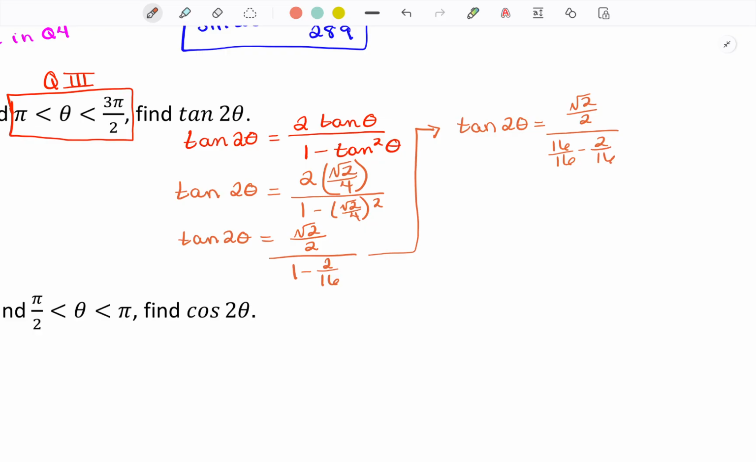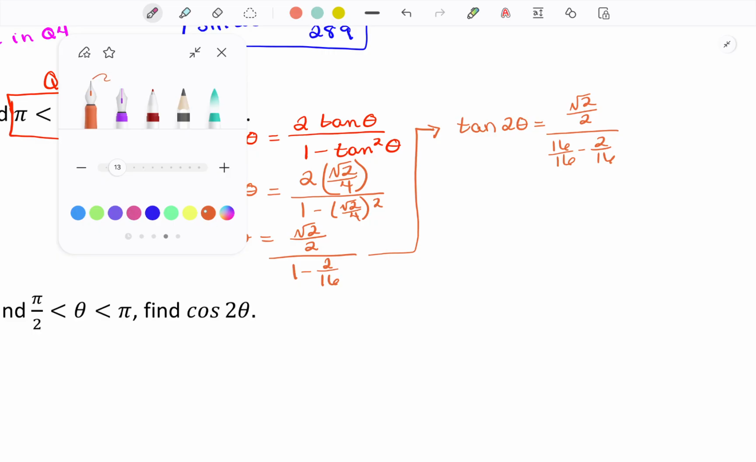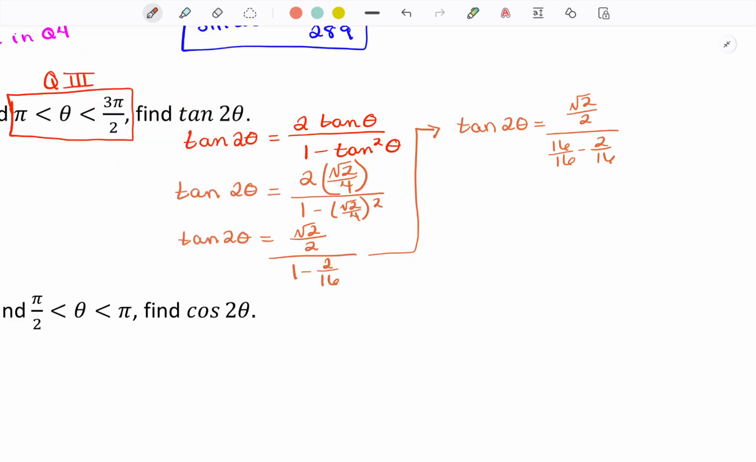Yes, I know that will reduce. Honestly, it'll all come out in the end. If you want to go ahead and reduce it, you can. So then we are going to go ahead and subtract. And yes, I should have changed color a long time ago. So we're going to have the tangent of 2 theta equals square root of 2 over 2 over, see, this is going to be 14 over 16. Yes, that will still reduce.